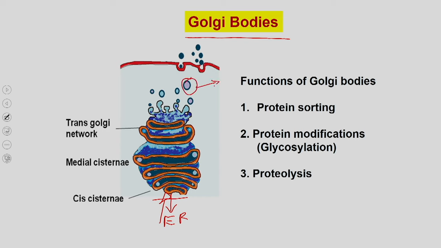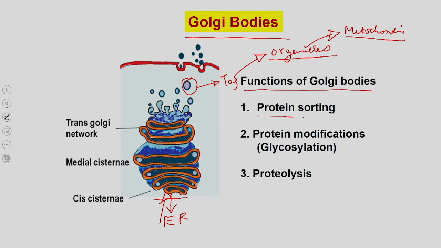These vesicles contain the tag for the organelles which they want to reach at the destination. For example, if these vesicles are tagged for mitochondria, then they will be tagged with the mitochondrial localization sequences, and they will go to the mitochondria and supply that particular protein to the mitochondria. So, what is the function of Golgi bodies?